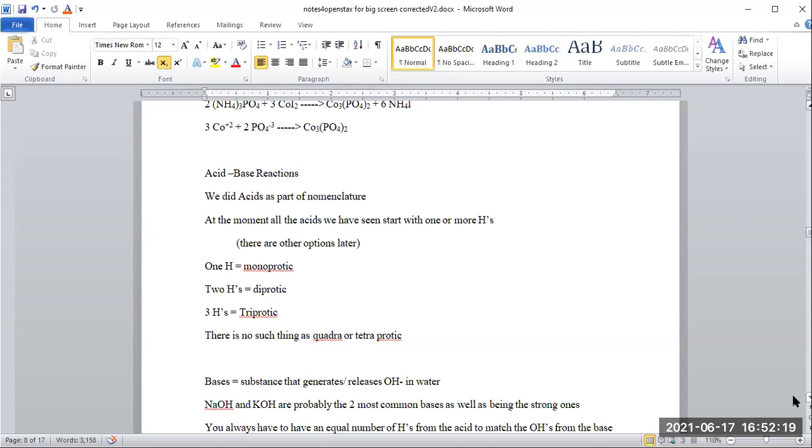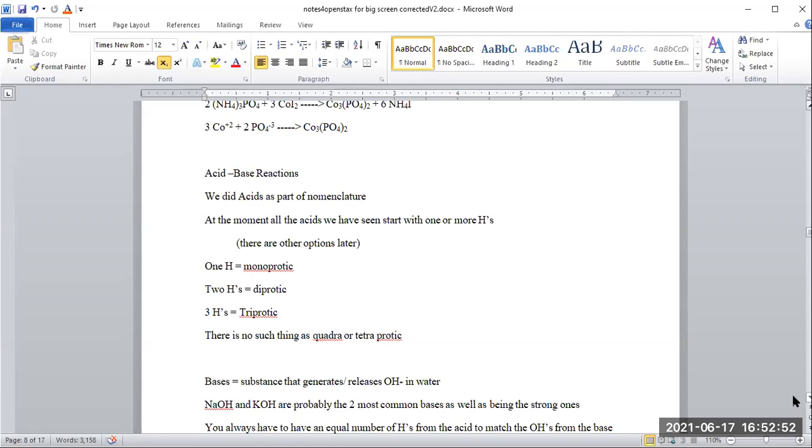If you see 1 hydrogen at the beginning, we are going to refer to that as a monoprotic acid. Okay, mono for 1, because remember back to prefixes from the nomenclature end of things. Protic, because if you have a naked hydrogen, one that is missing its electron, all you really have left is a proton. So this is why they are calling it protic.